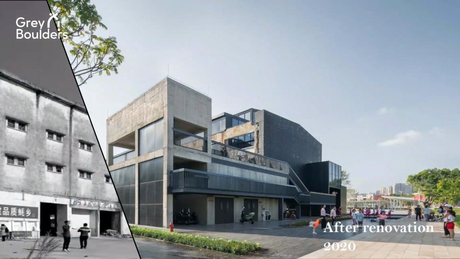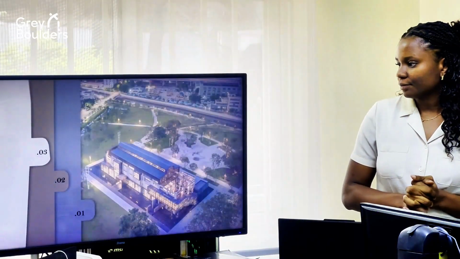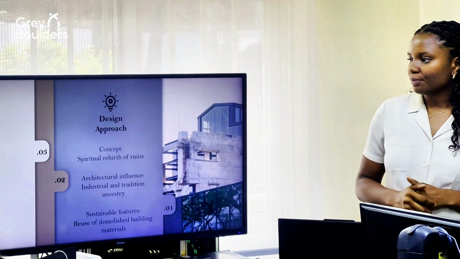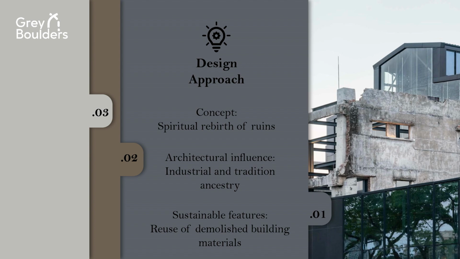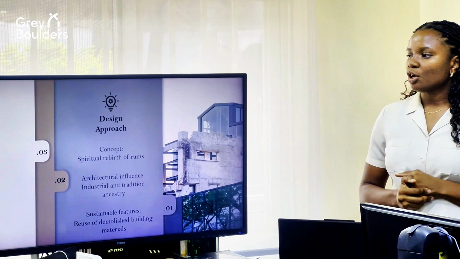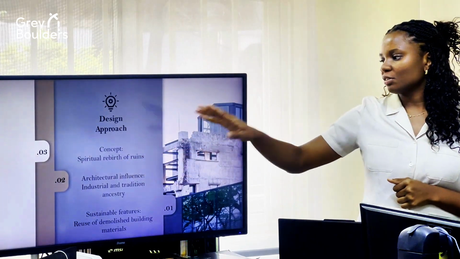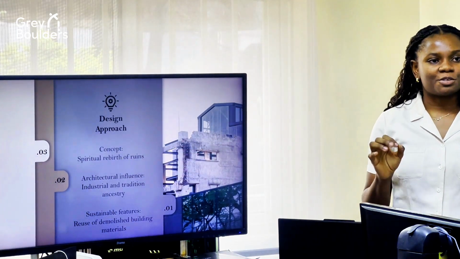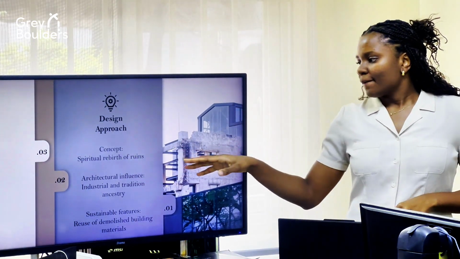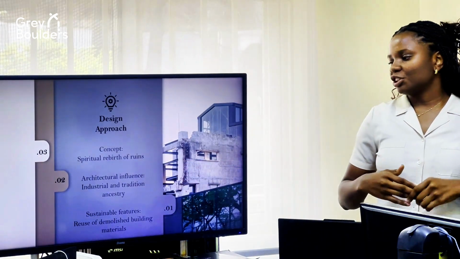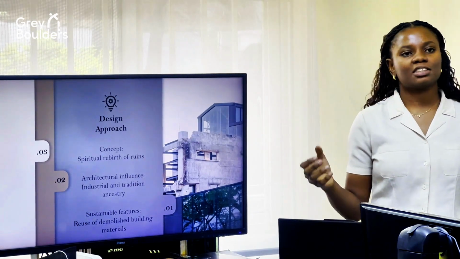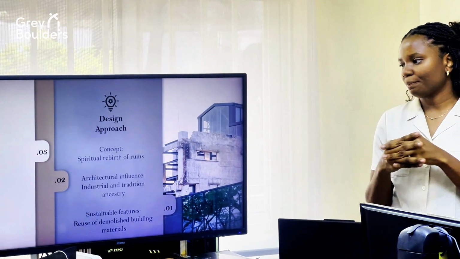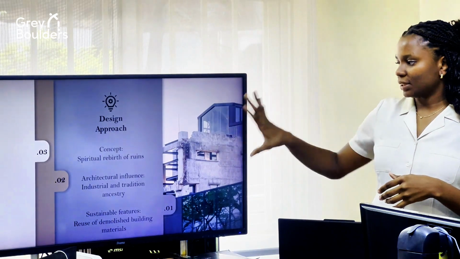This is the after renovation first. Aerial view. Now let's go in depth. Design approach. The architects didn't want to completely throw it away. They wanted to keep something of its history. So they held the concept of spiritual rebirth. Please remember that those people are very spiritual. Their central influence was the industrial building that was there, which was the power plant, and the traditional ancestry that they are trying to implement together.